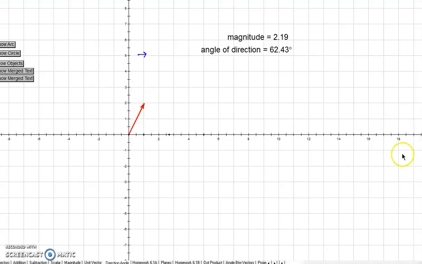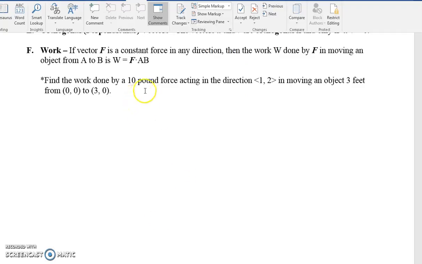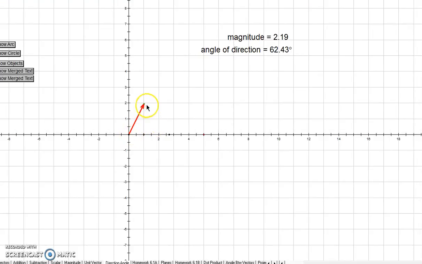We have a force that's going in the direction of 1, 2, so right up there, and when it does that, the magnitude is 2.19. In this sort of question, that represents the force that it's doing right now. The units we want in the end are 10 pounds. Right now this picture is saying that if the vector was just represented going that far, the magnitude is only 2.19 pounds.